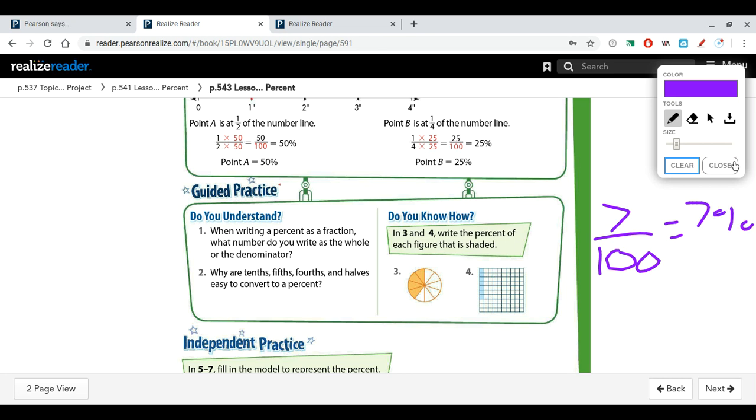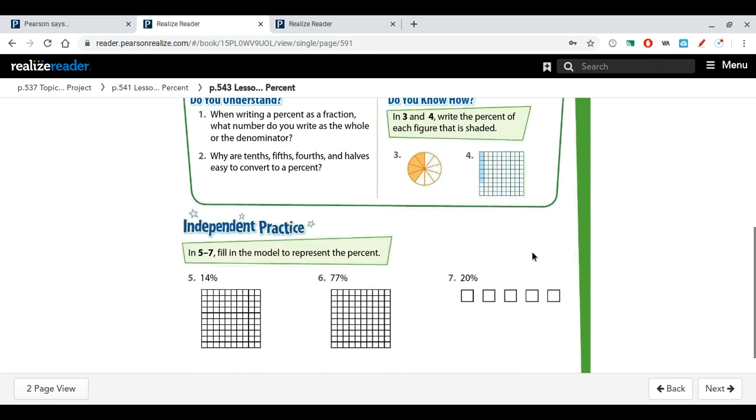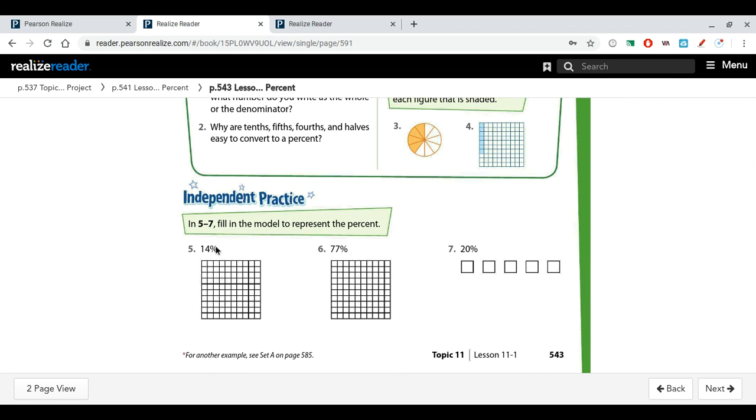So on your independent practice, you are going to do the same thing. You're going to fill in the model. It's going to look a little bit different. You're going to fill in the model to represent the percent. So what would 14% look like? What would 77% look like? What would 20% look like?